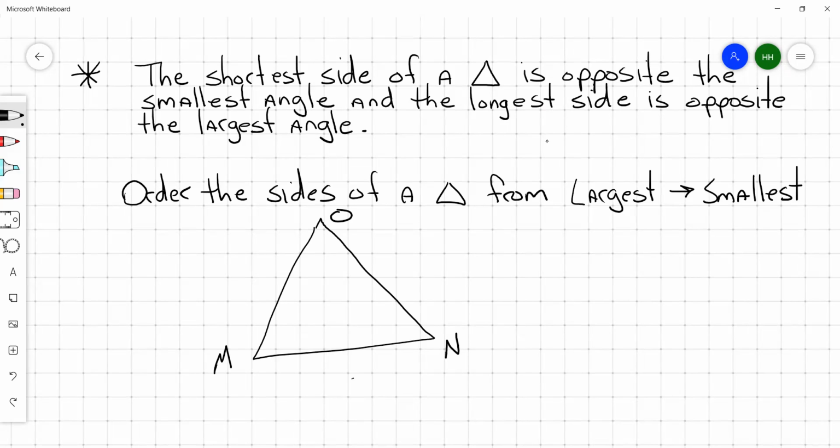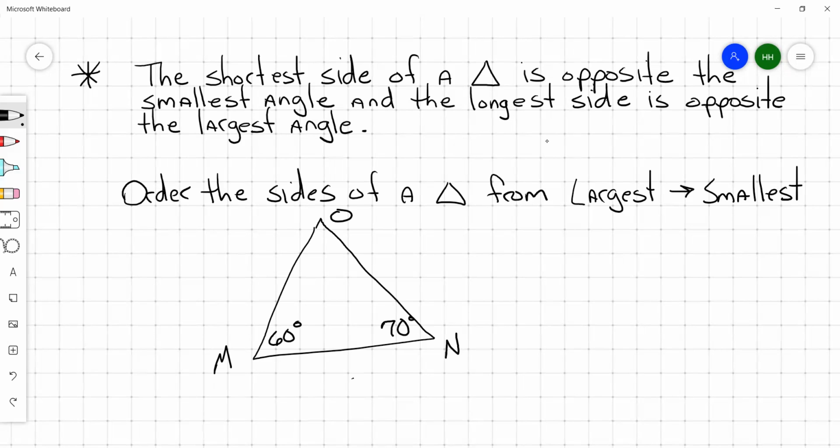And now let's say you're given the angles. Let's say you're given a 60-degree angle and a 70-degree angle. You've got to order the sides from largest to smallest. So you need the largest side and the smallest side and the other one in between. Longest to shortest, I should have said here. But you get the idea.